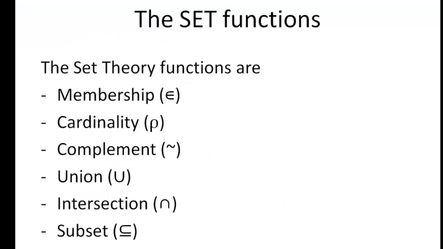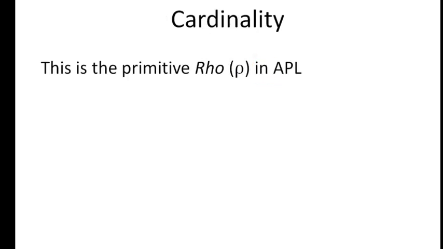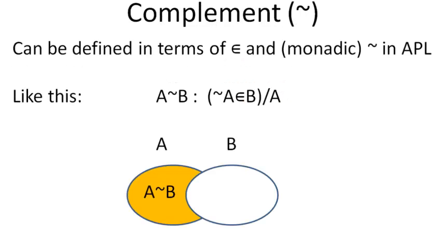The set theory functions are membership, cardinality, complement, union, intersection, subset, and a few more. Those are the basic ones. Membership is represented by the symbol epsilon in APL. Cardinality is represented by the symbol rho, or the function shape. Complement is represented by the symbol tilde.